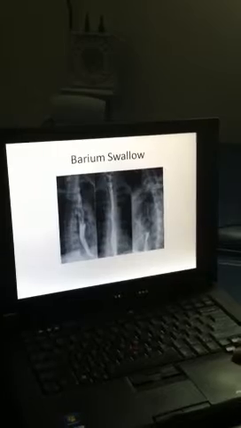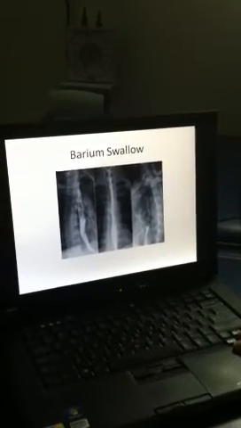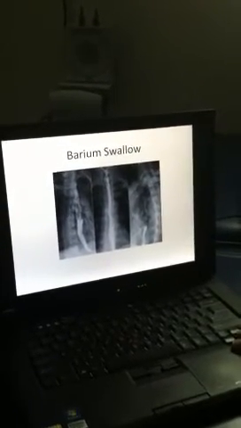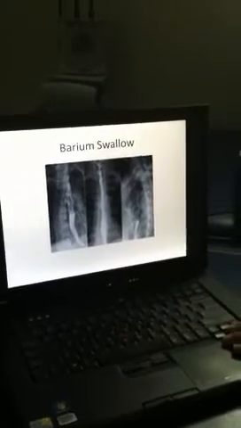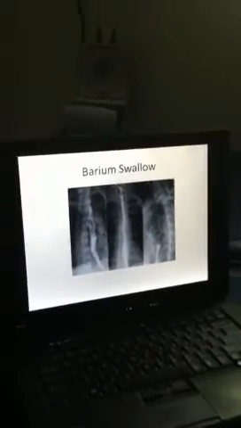This one's completely, totally normal. This one's normal, as far as I can tell. I mean, it's a little blurry, but I think it's normal. My radiological expertise would say it was normal.